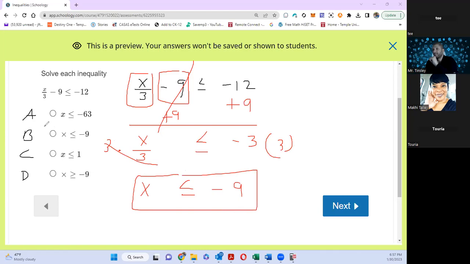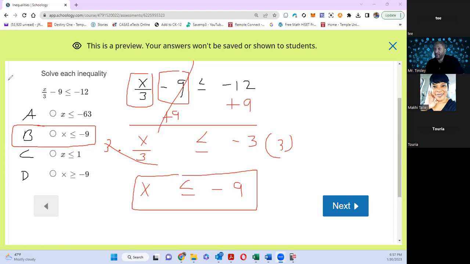I thought it's B, but I thought you're supposed to switch the sign if the number comes out negative. No, I did not say if it's negative. I said if you multiply or divide by a negative, you switch the sign.